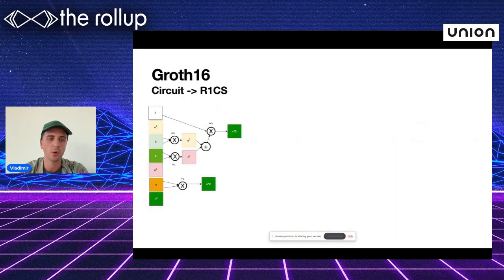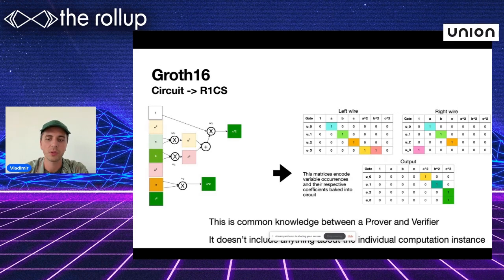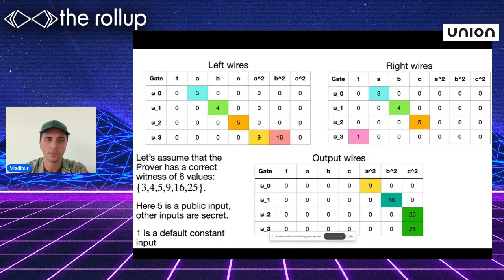So let's recap what we've done so far. We had this circuit as a representation of the code itself, and we transformed it to 3 matrices that show whether the variable is involved in calculation on a sorting gate. This is common knowledge between prover and verifier, which is like a contract that will help them to generate the proof and to check it.